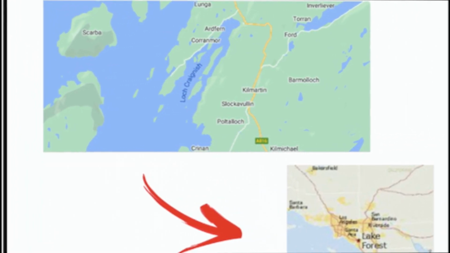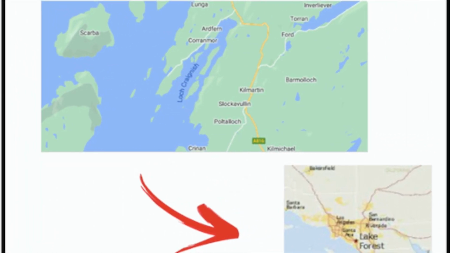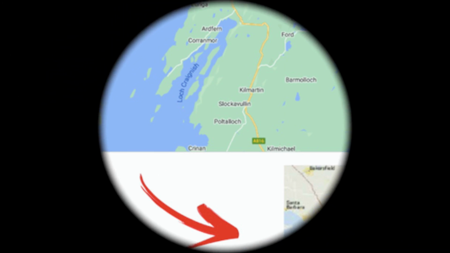So that's our story. It's a long journey from the highlands of northern Scotland to suburban Lake Forest, California in South Orange County. Who knows what comes next or what the future may bring? Whatever it is, I know it will be filled with wonderful experiences of the entire family.